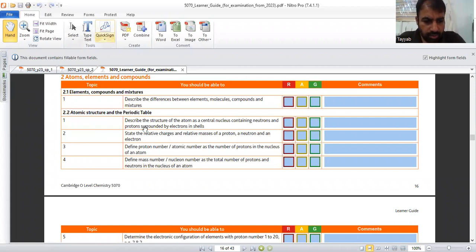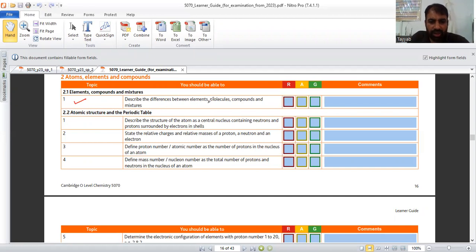Dear students, now we are going to start atomic structure and the periodic table for quick revision of exam 2023. If we see the checklist, the first point in atomic structure is to describe the structure of atom as a central nucleus containing neutron, proton, and surrounded by electron in shells. Sorry, before this, one thing we are missing, which is element, compound, and mixture.